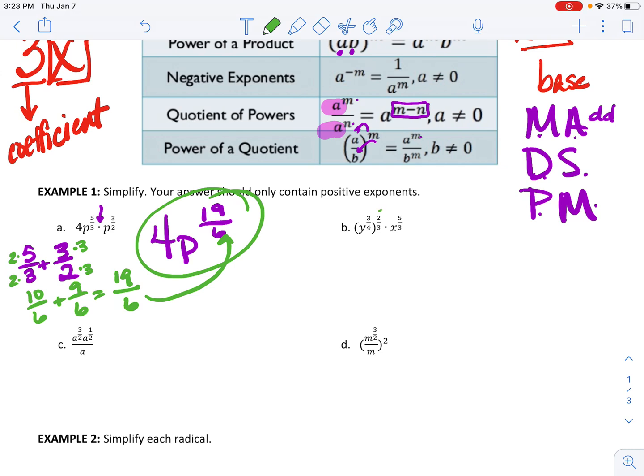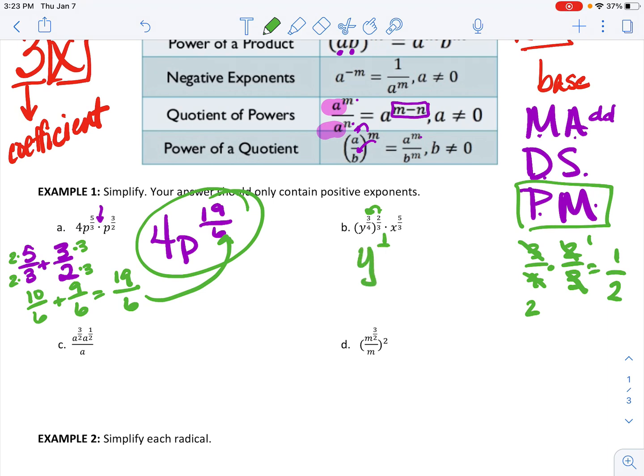Here, because we are raising the power to a power, we are actually going to multiply. So we are going to be applying this rule. We're going to multiply our two fractions, 3 over 4 times 2 over 3. Those cross cancel, these cross cancel. So we are left with 1/2. So this is y to the 1/2 times x to the 5/3.